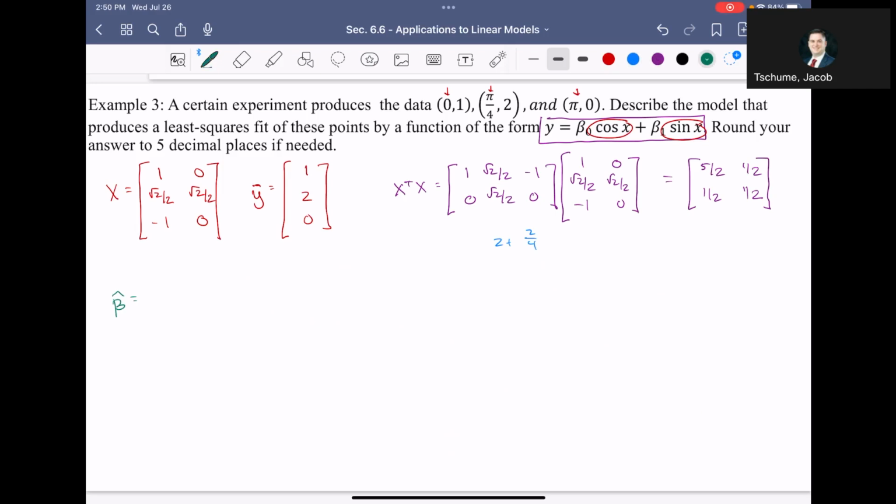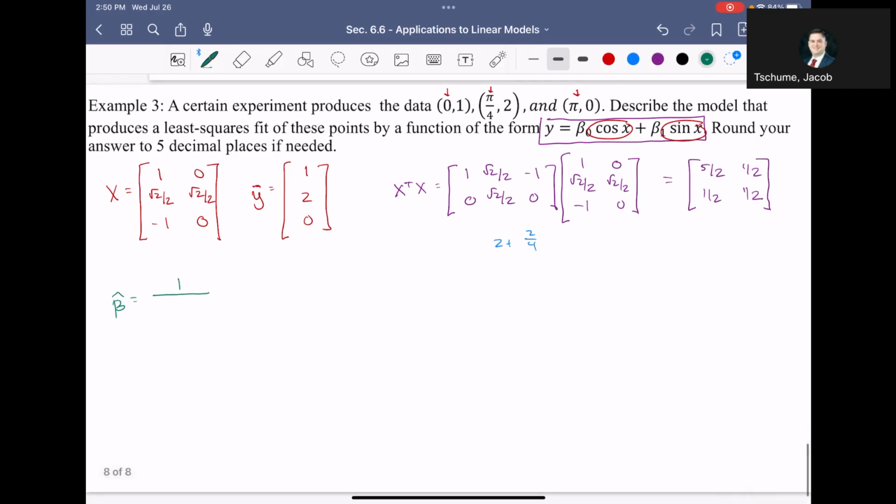Beta hat is going to equal, since X transpose X is a 2 by 2 matrix, its inverse is a little bit easier to find. So it's going to be 1 divided by the determinant of this matrix, which will end up being 5/4 minus a fourth. You interchange the main diagonal and you negate the non-main diagonal. All right, so that's going to be X transpose X inverse. Then you got to multiply this by X transpose. And then you multiply this by your vector Y.